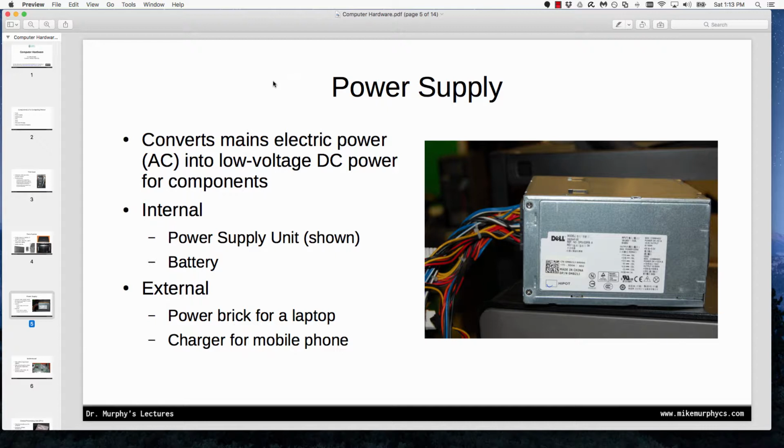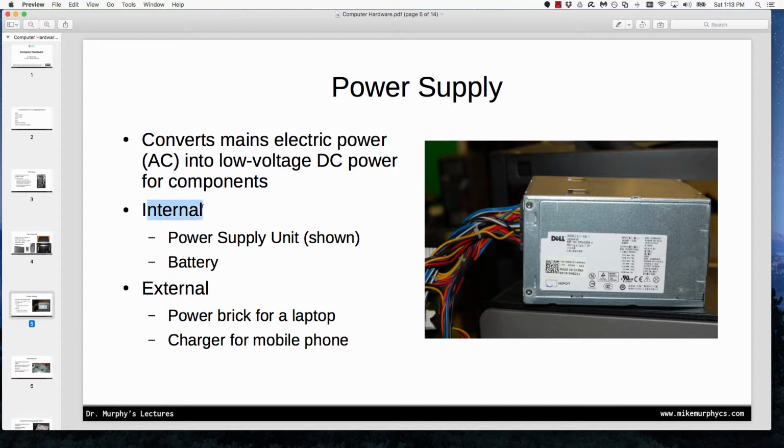Here's a picture of what one looks like for an internal power supply for a desktop. It's typically a little box like this, and it's got a bunch of wires coming out of one end that have different connectors that we can plug in to power up our components on the motherboard. On the other side, it'll just have your typical wall outlet plug coming in and plugging into the back of it.